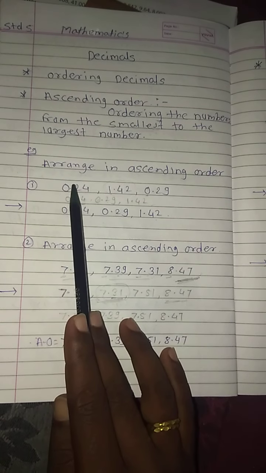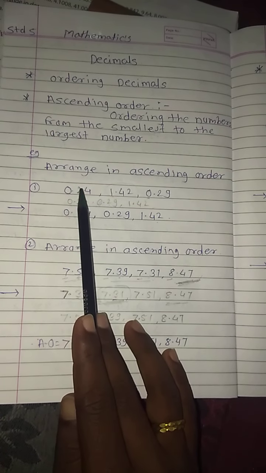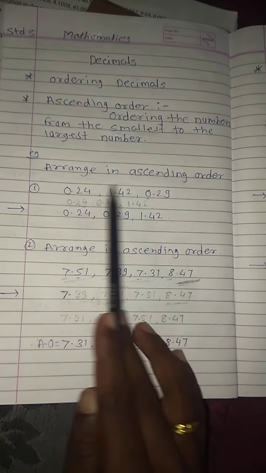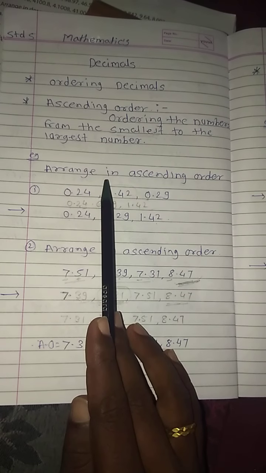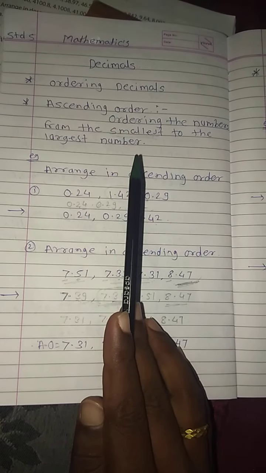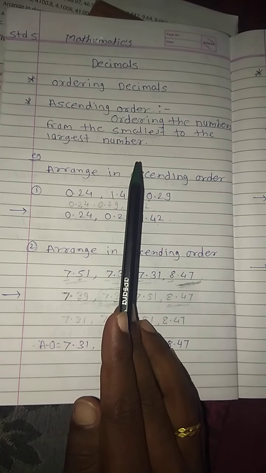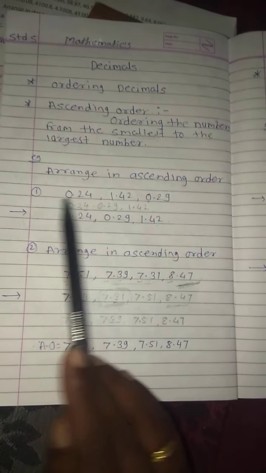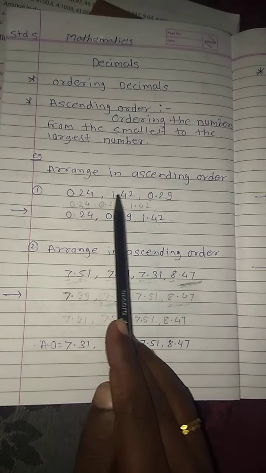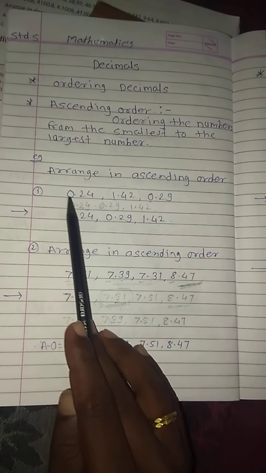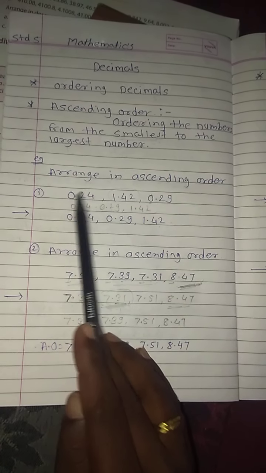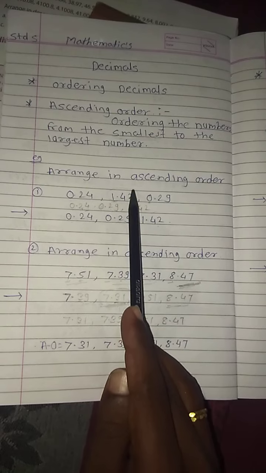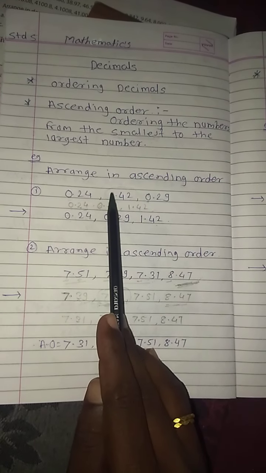Given example: 0.24, 1.42 and 0.29. Now we have to compare the numbers and arrange the data from smallest to largest. That's why we have to sort the numbers smallest to biggest. Here 0, here 1 and here 0, so I'll check the number before the decimal point. Here 0, here 1 and here 0. Now I found that this number, 1, is the bigger number. Okay, I'll write it at the end.